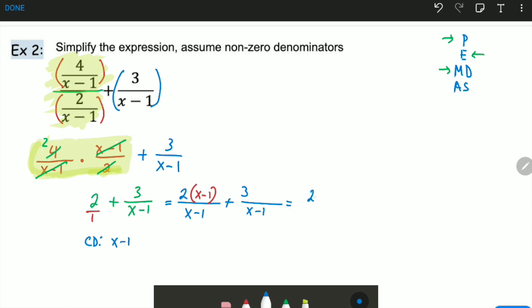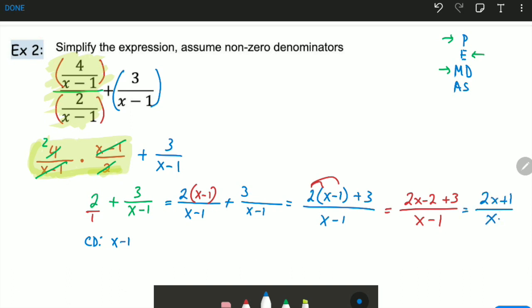We'll go ahead and write it as one fraction over my common denominator. Distribute, giving us 2x minus 2 plus 3 over my x minus 1. Combining like terms, 2x plus 1 over x minus 1. And that's actually all we can do. We can try to factor and cancel, but it doesn't actually factor. So that's the final answer.